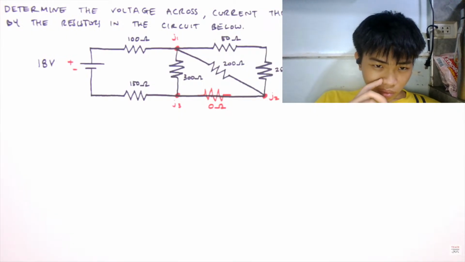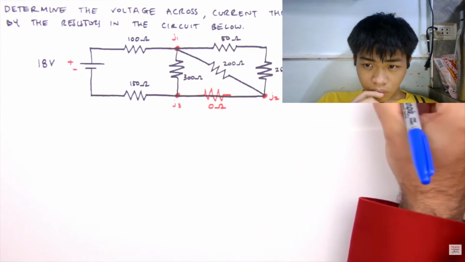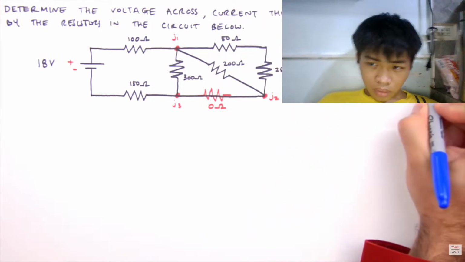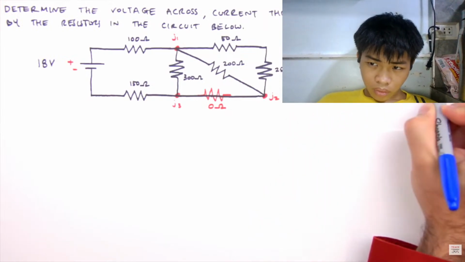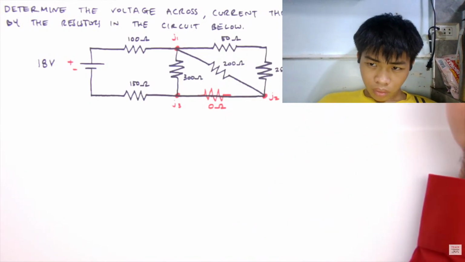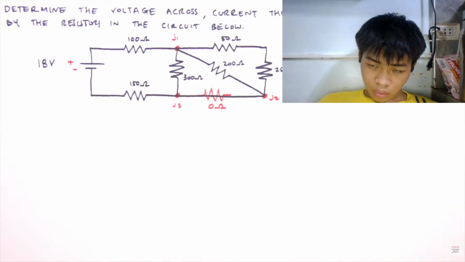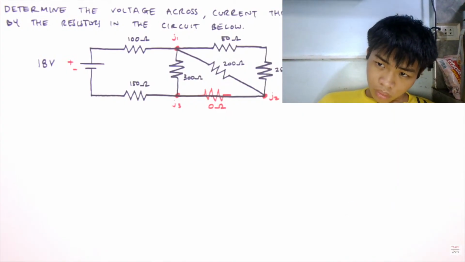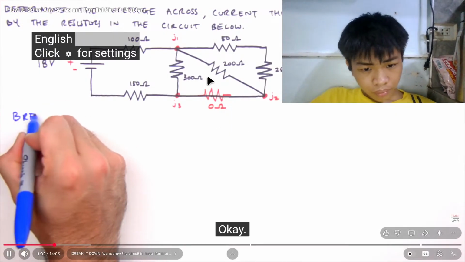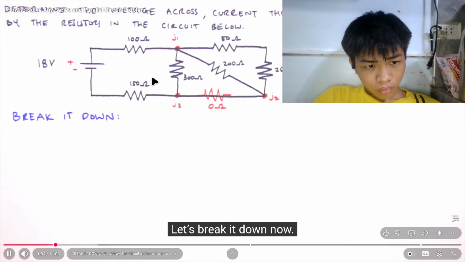Alright, to analyze a combination circuit, we'll use what I call the break it down, build it up method. We'll break the circuit down piece by piece, determining equivalent resistances until we have a single equivalent resistance for the entire circuit. Then, we'll build it back up piece by piece using Ohm's law until the voltage across and current through each resistor has been determined. Okay, let's break it down now.